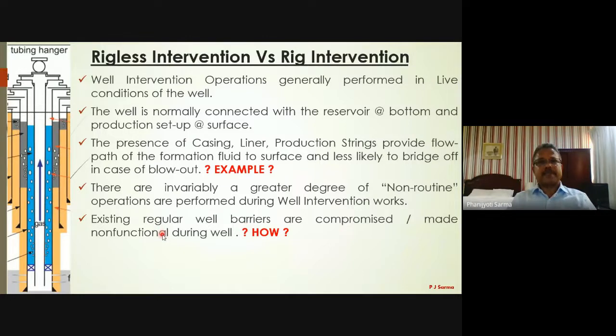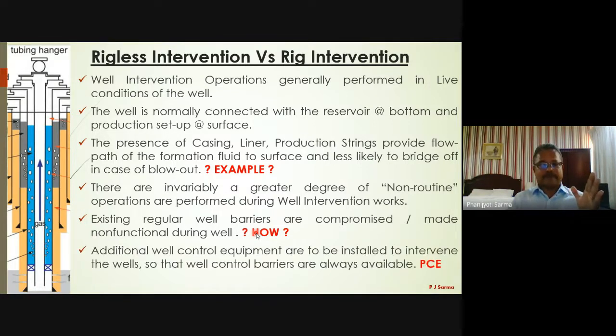Say, for example, the swab valve is a barrier. During the coiled tubing operation, the swab valve cannot be closed. So that barrier is made non-functional. We have to have an additional barrier placed to ensure that blowout or uncontrolled flow doesn't happen. So additional well control equipment is to be installed to intervene in these wells, and that equipment is called pressure control equipment. I'll show some of the pressure control equipment down the line as we go through the presentation.